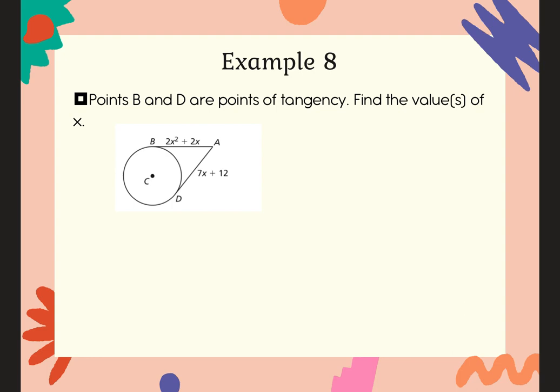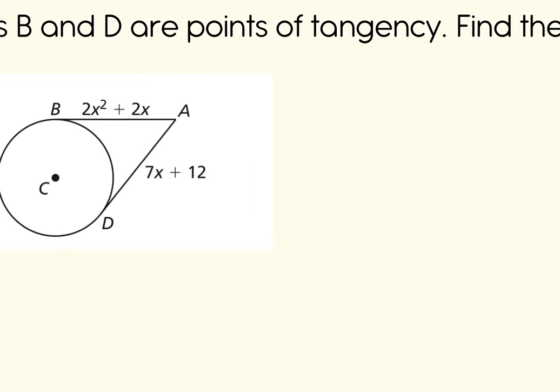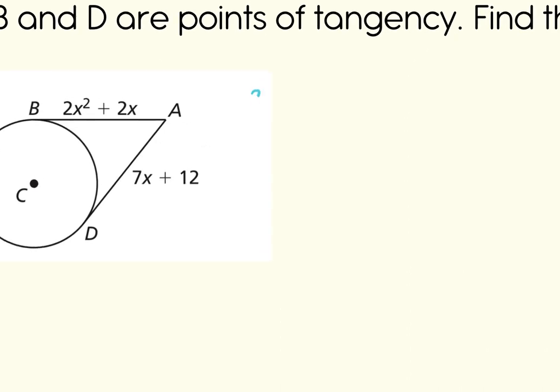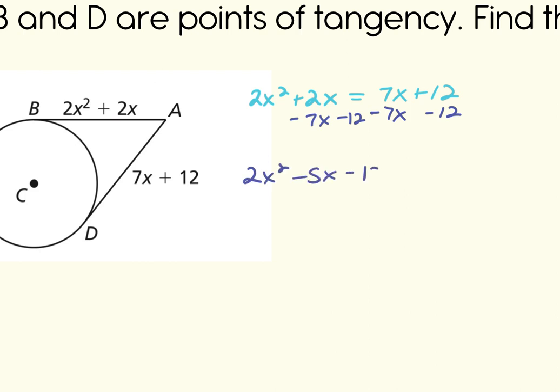All right. Points B and D are points of tangency. Find the values of X. Again, that ice cream cone shape, these are congruent. So 2X squared plus 2X would equal 7X plus 12. Then what? I'm going to move everything to one side. As soon as you see that squared and then non-squared X, I know I'm going to have to get everything to one side. So I'm going to move it so that the X squared term stays positive. So I get 2X squared minus 5X minus 12 equals 0.